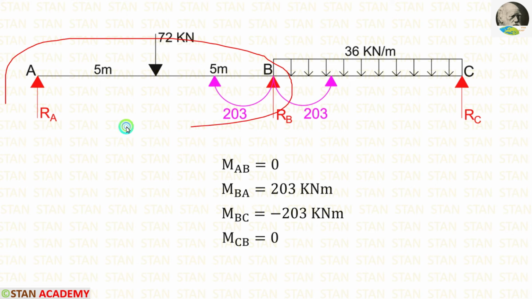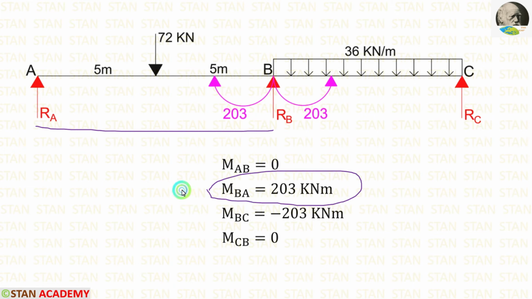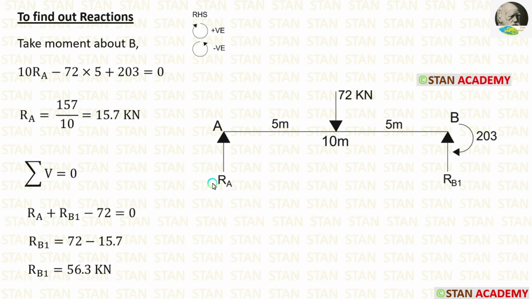First, let us take the span AB and calculate the reactions. In the span AB, we are having a moment MBA which is acting in the clockwise direction. So when we calculate the reactions in the span AB, we have to take the moment MBA. In this span, first I am going to calculate the reaction RA. For that, I am going to take moment about B. In this case, I am moving towards right hand side. Clockwise will be positive and anti-clockwise will be negative.